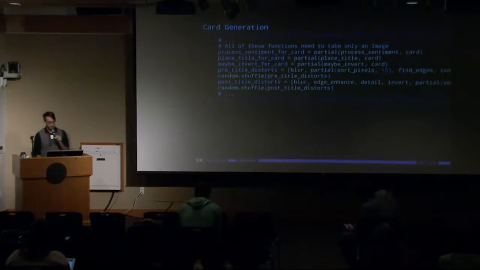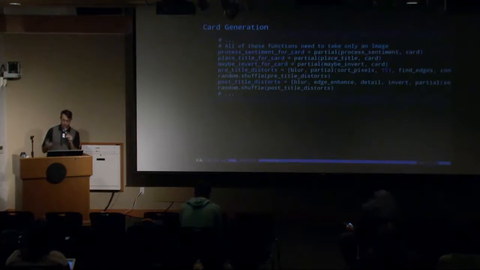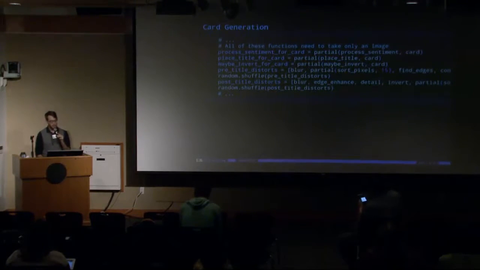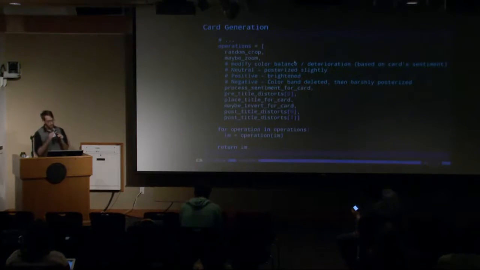So we set up a bunch of these functions. We set up these lists of distorts. Each of these is a function that takes an image, does a terrible, beautiful thing to it, and then returns the image back. We shuffle those lists so that we can use them randomly. And then finally, we actually walk through the pipeline.